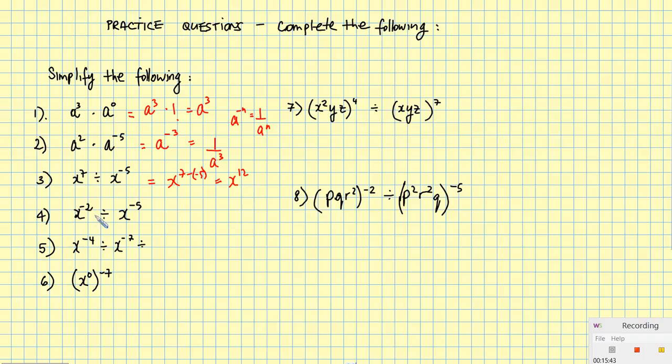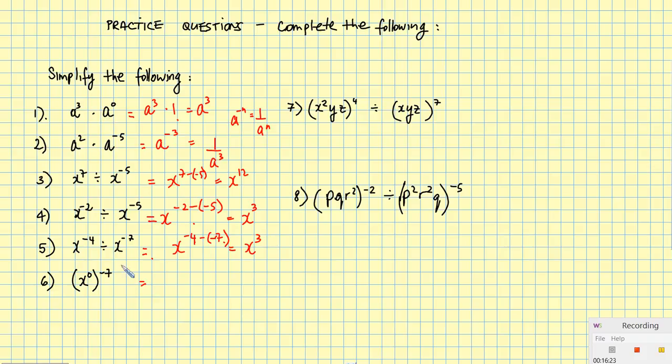And if I do a division here on number 4, x to the negative 2 divided by x to the negative 5, it goes to x to the negative 2 minus negative 5, which goes to x to the third power. And then our next one would be x to the negative 4, so it would be negative 4 minus negative 7, which gives us x to the 7 minus 4, which is cubed.